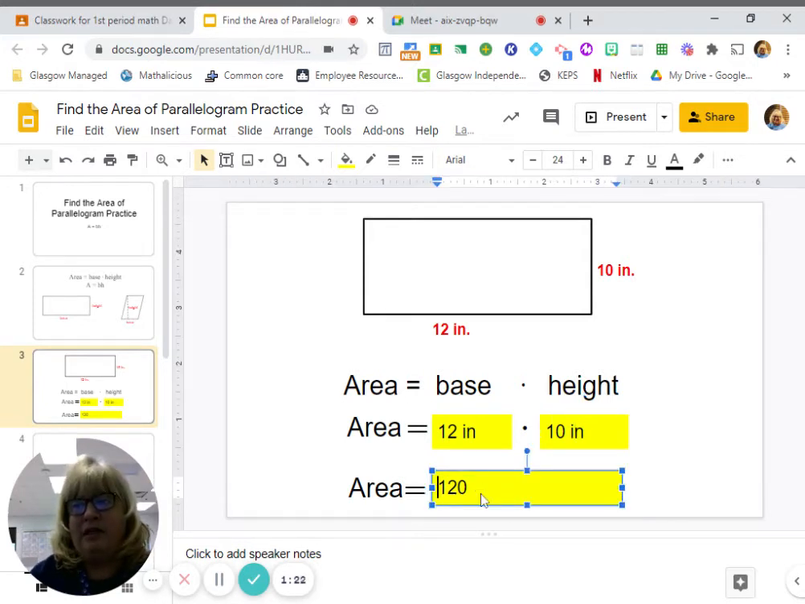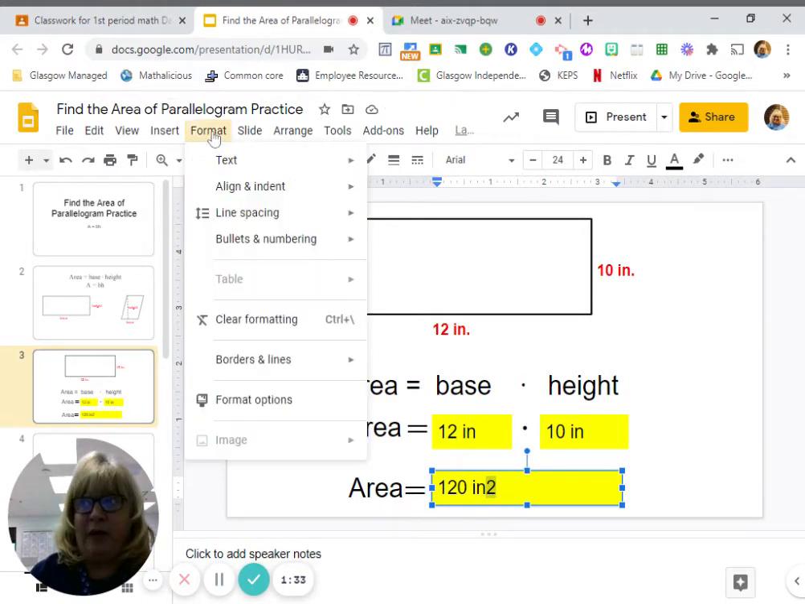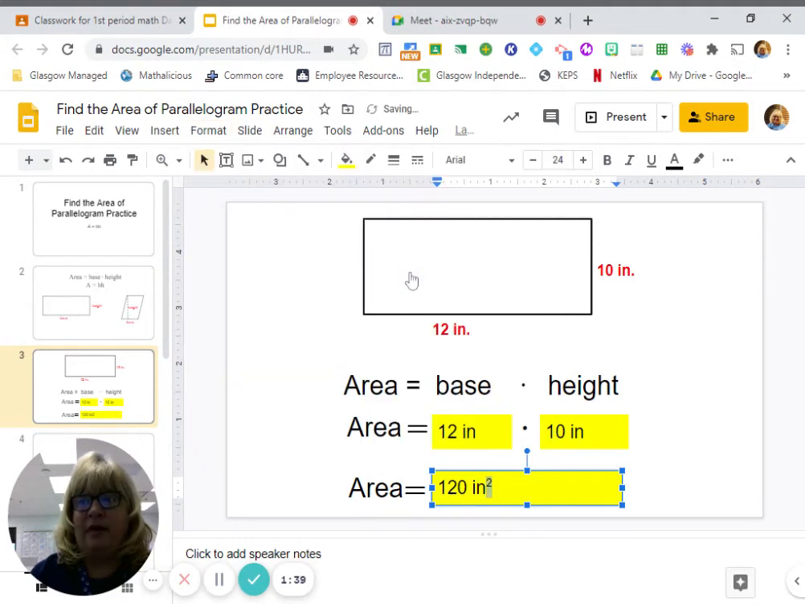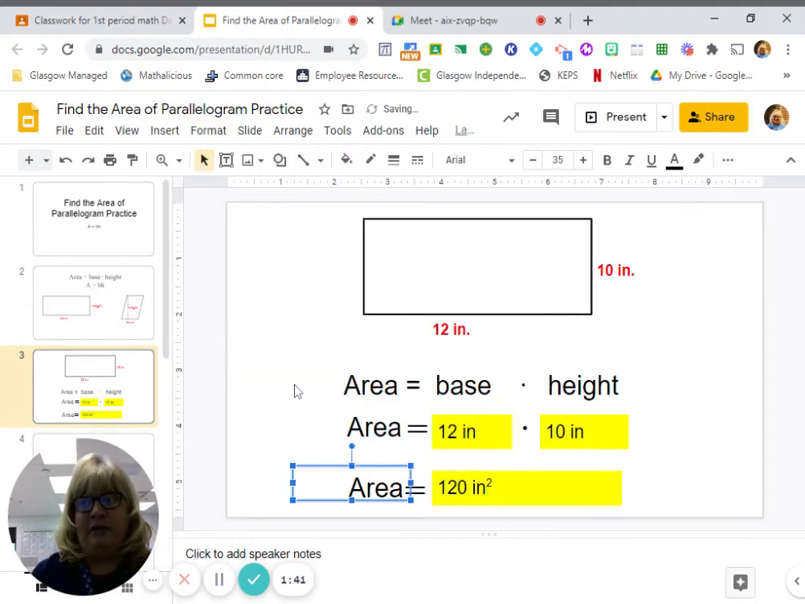So how do I show this on my slide? You do IN for inches, and then you do a 2. But then highlight the 2, come up here to format, text, and choose superscript. And you can see the little 2 right there. And then it puts it up there for you.